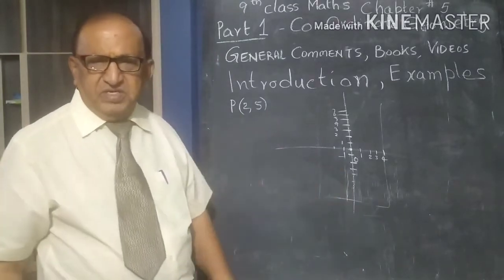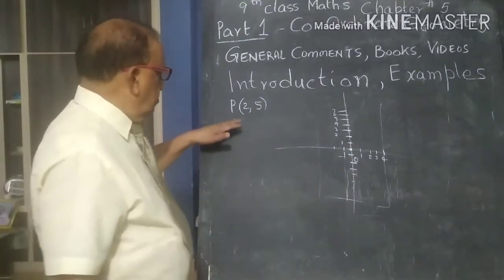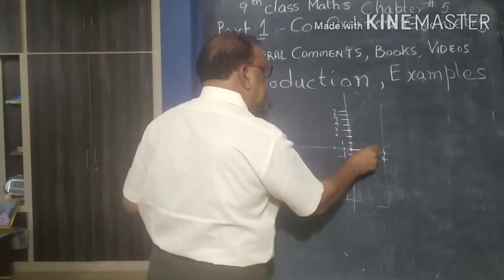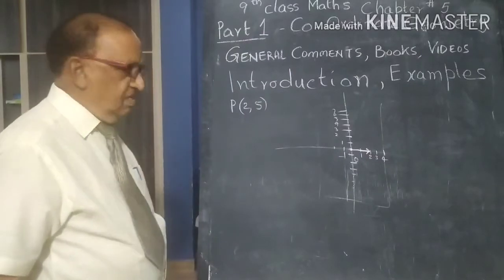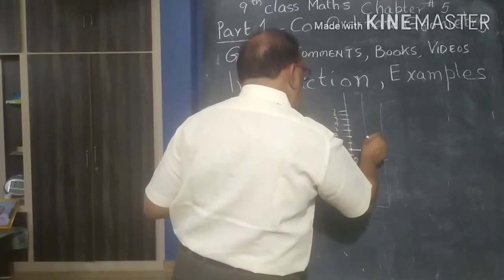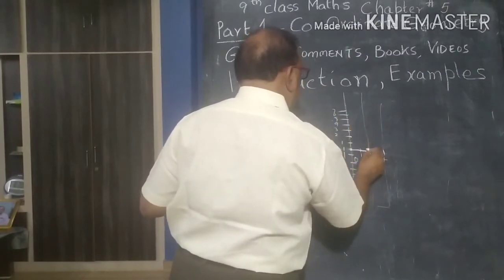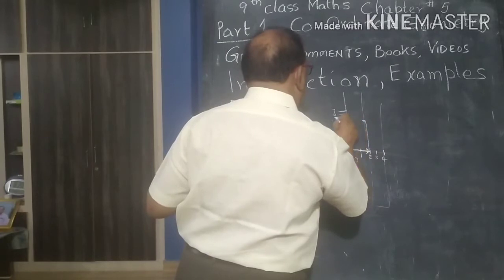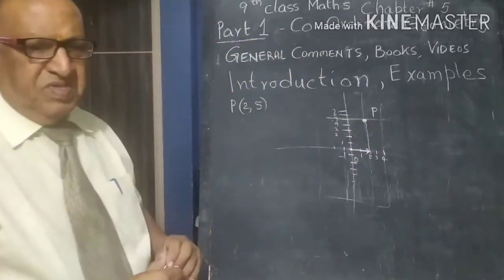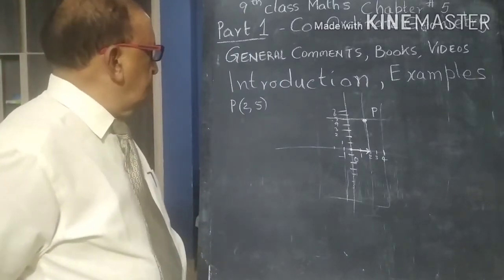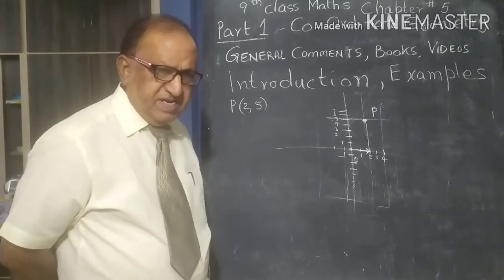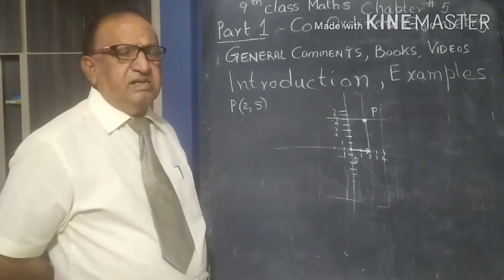Suppose you are given a point P(2, 5). What it means is, you go 2 units along the x-axis, okay, and then parallel to the y-axis, you go 5 lines. So 5 points, that means here. So in other words, you draw a point here, this is your point P. So that's how a point with the given coordinates can be located on a graph paper.